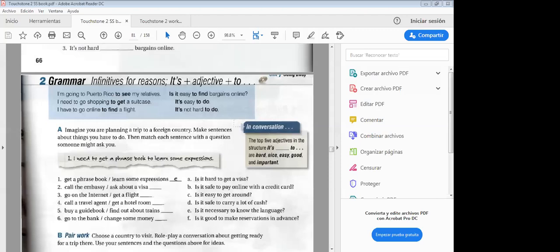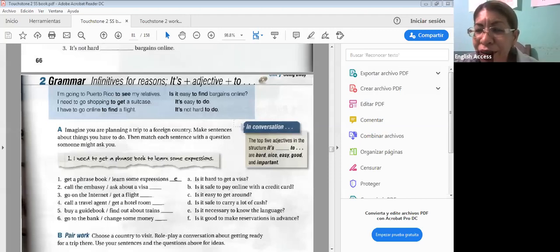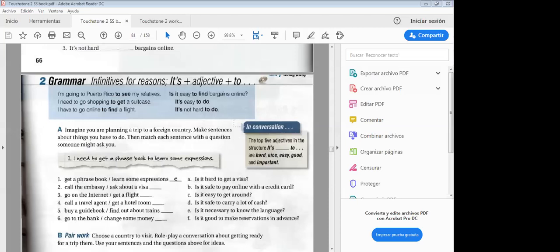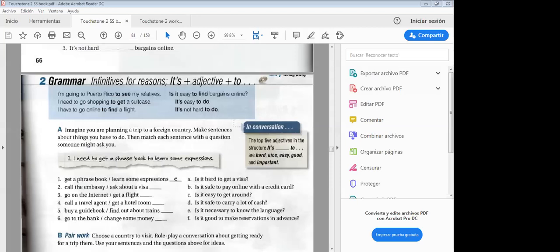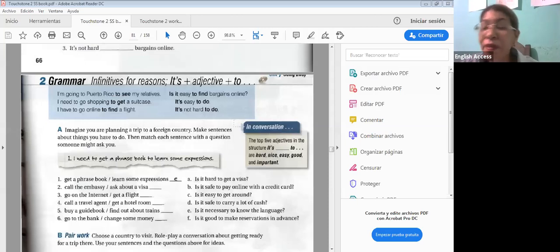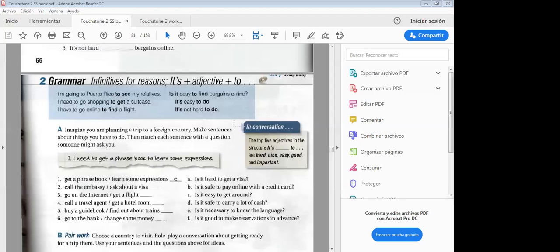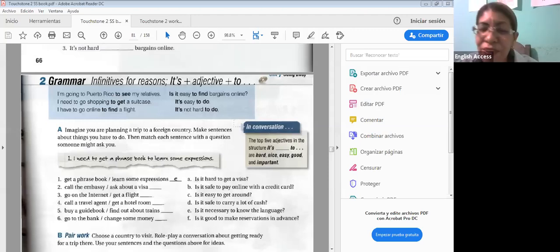Yes, it is. You can give a reason. Yes, it is. To meet people, maybe? To meet people. Okay, it would be. And number two is letter A. Is it hard to get a visa? Remember, think about Mexico. Is it hard to get a visa to come to Mexico? Yes, it is. To have identification or ID? Yes, you need to have an ID. Okay.